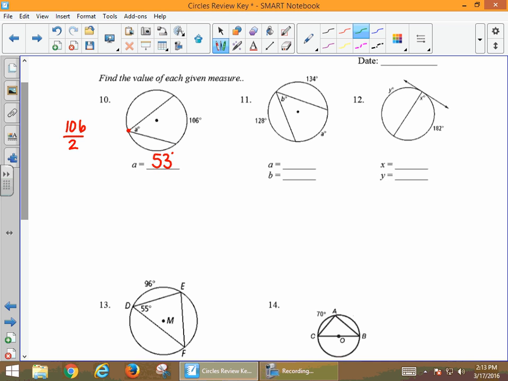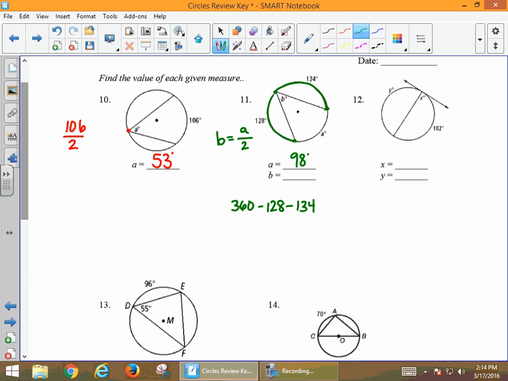Question 11. B is going to be equal to half of A. So A divided by 2. I need to find A. So A is found by knowing that there are 360 degrees in a circle. So if I tell you that this is 128 degrees, and this is 134 degrees, then what would A have to be in order to get to 360? Well, I would do 360 minus 128 minus 134, and I would find A to be 98 degrees.